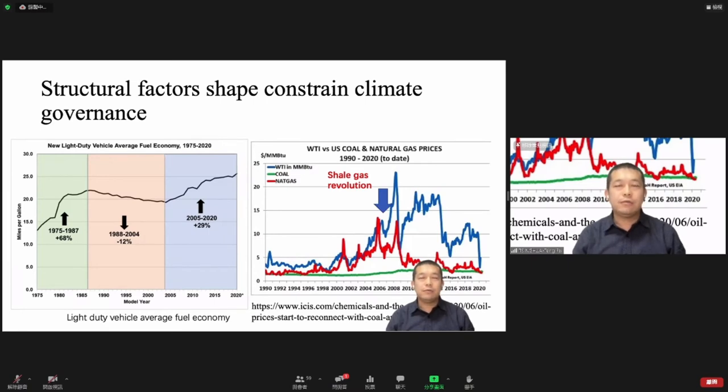And you can see after 2006, the gas price began to decrease in the United States, and right now even lower than coal. And that is why the United States can achieve emission peaking around 2005. And that is why the United States began to take leadership in the international arena to reduce emission, thanks to those two actions on fuel economy standards and the shale gas revolution.